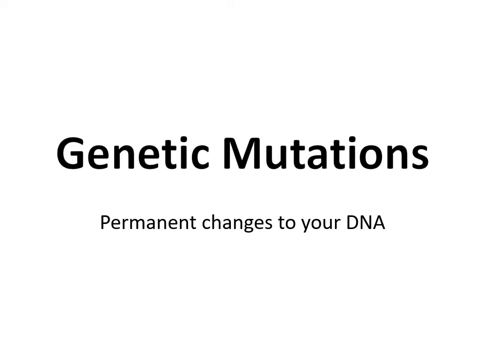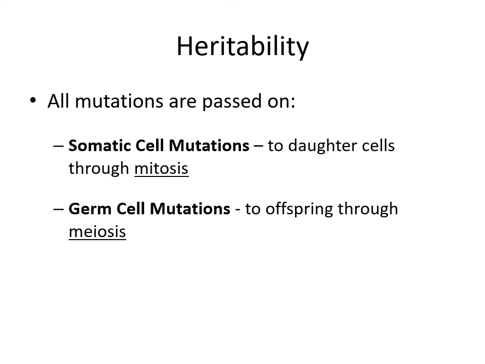Genetic mutations are permanent changes to DNA. So heritability: the mutations are going to be happening to a cell's DNA. If that is a somatic cell, a body cell, normally a cell that is already part of a body and may be producing new cells, copies of its own, but it is not the cells that create an entire organism. So those are somatic cell mutations, and this can happen through mitosis.